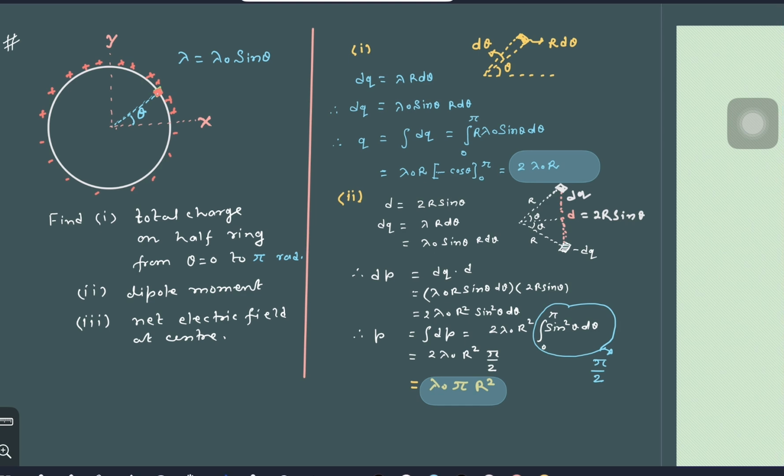Now let us discuss the solution. To find the charge, consider a small element because charge is distributed on a circle. So on the circle, a small element means an element making angle d theta at the center, at angular position theta. And this element will be of length r d theta. Multiply this r d theta with linear charge density here.